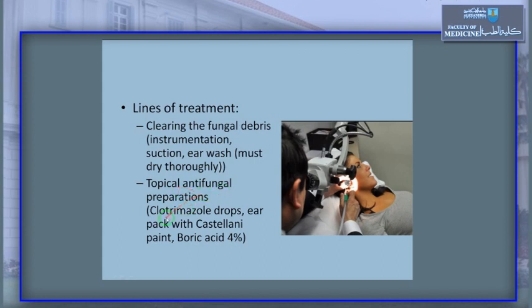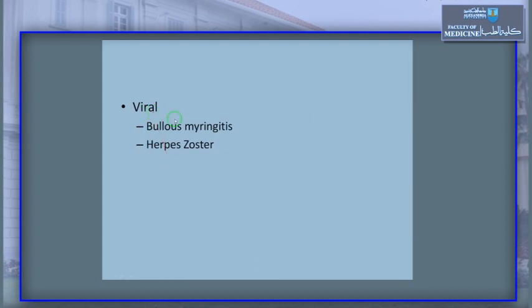For the antifungal preparation, we typically use clotrimazole drops, or we do an ear pack with Castellani paint, or we apply boric acid 4% drops.